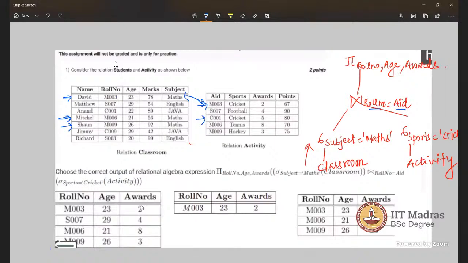So we need to project from here only roll numbers. We required only this roll number, age, and award value from this. So what is the value? M003, 23, and 2. So this is the one tuple. So here see, here 4 tuple is there. This is the only one tuple, and the values are matching. So I hope it is clear to everyone.